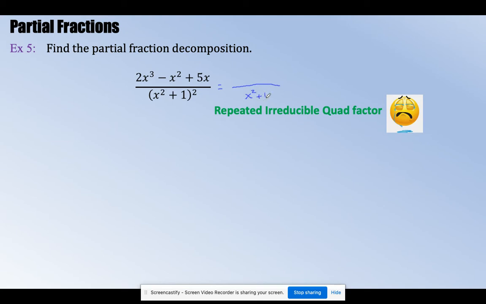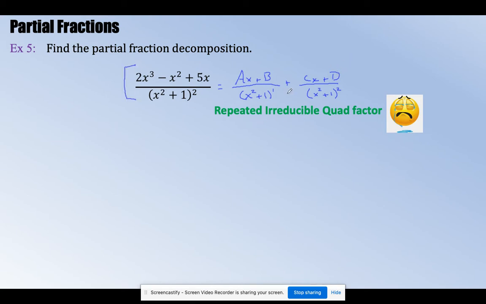X squared plus 1 has to be represented one time, and then has to be represented twice. Okay, so those are my two partial fractions, but what do my numerators look like? What do your numerators have to be when you have irreducible quadratic factors in the denominator? Sniff. I got a linear thing there, and I got another linear thing here. Oh, my Lanta. What am I going to do?